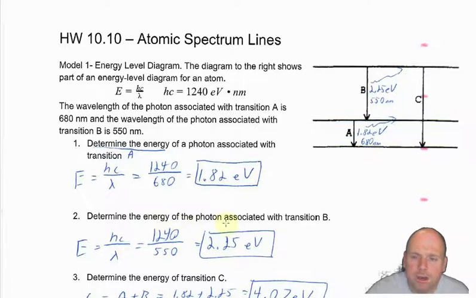Number 2, what's the energy of the B transition? Well, if the wavelength of B is 550, then it's going to be E equals hc over wavelength. And that's going to be 1240 divided by 550, or 2.25 electron volts. A little bit more energy, and if you look at the diagram, you can see that B is a larger drop than A. So it's a higher energy. It lost more energy dropping that distance.